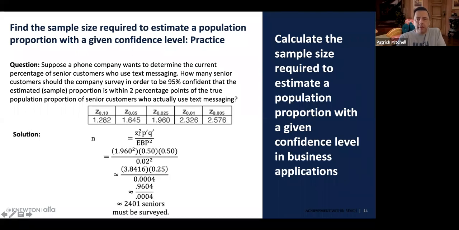So here's our formula, z squared times p prime q prime divided by required error bound squared. Because we're doing a 95% confidence interval, we would use 1.96 for z. And because we're not given any information on the sample proportion, we're going to use 0.5 for both p prime and q prime. And then we want the estimated proportion to be within 2% of the true proportion, so that makes the error bound 0.02. And when you crunch these numbers, which you should try, hopefully you still got your calculator handy, that comes out to 2,401 seniors must be surveyed. So that's quite a few.